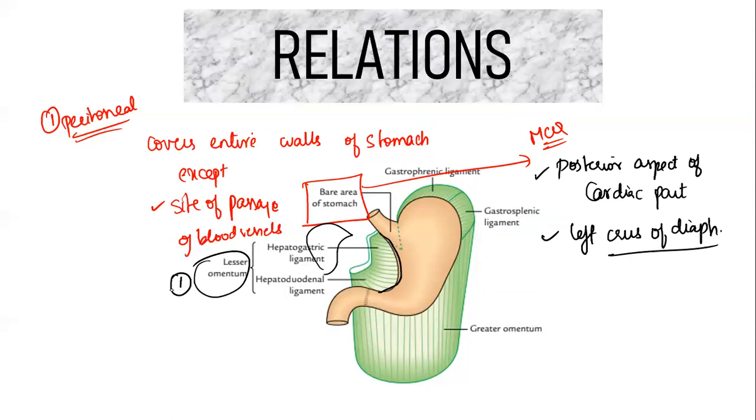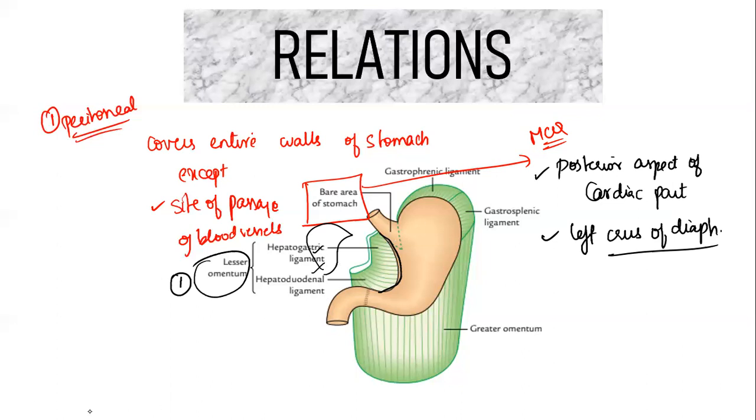This omentum is going to connect which 2 structures? It establishes a connection between the lesser curvature of the stomach and the liver. I've got 2 parts: the hepatogastric, which means it arises from the stomach and gets to the liver, and the hepatoduodenal, from the duodenum. So just know this. It's not that important, but just know the lesser omentum has got 2 parts.